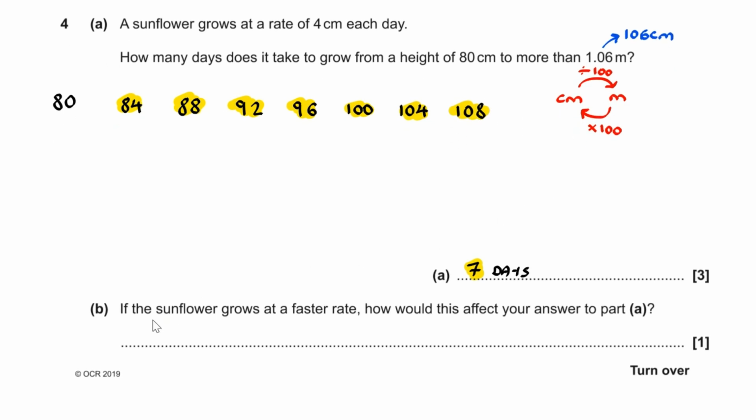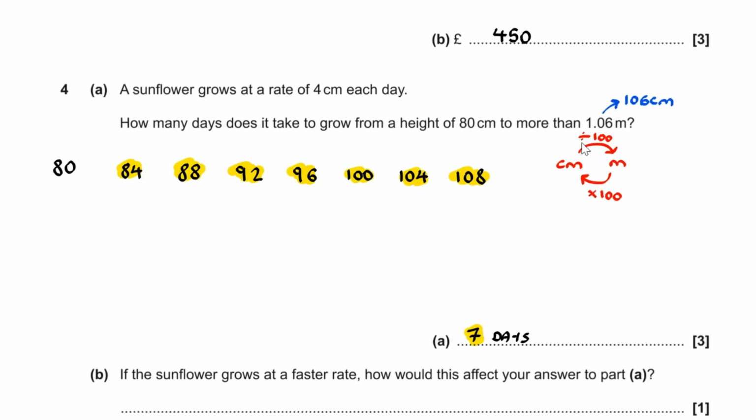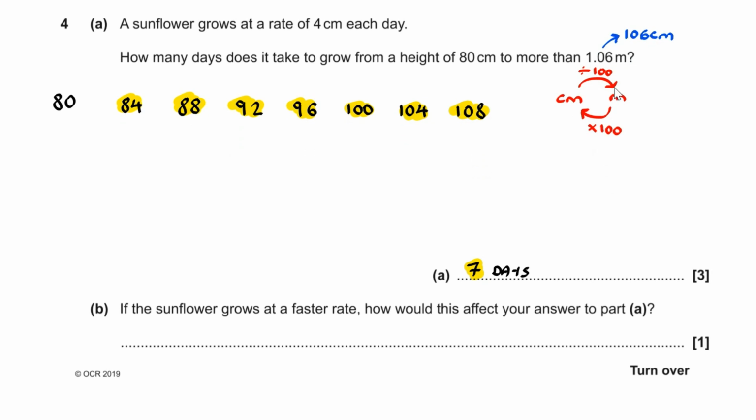And for part B, if the sunflower grows at a faster rate, how would this affect your answer to part A? Well, if it grows at a faster rate, it will take less time to reach this 106 centimeters, and therefore what we can conclude, it will take fewer days to reach the 106 centimeters.